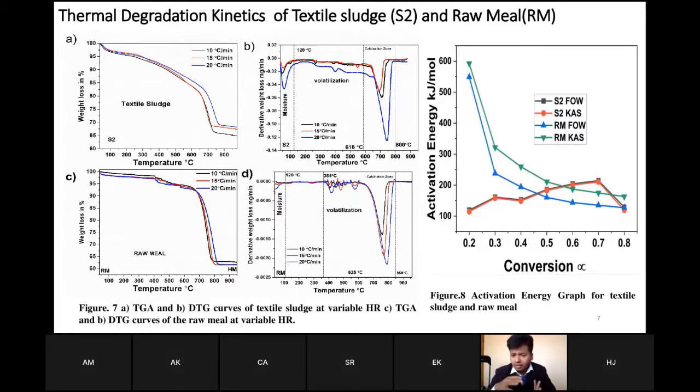So the calcination kinetics was computed using standard ASTM kinetic methods, and international kinetic rules were strictly followed during the experimental process. The heating rates chosen for the experiment are 10 degree, 15 degree, and 20 degree, and these were on par with cement kiln heating rate. As you can see, for textile sludge and raw mill in figure 7, the B and D degradation zone is also similar in nature.